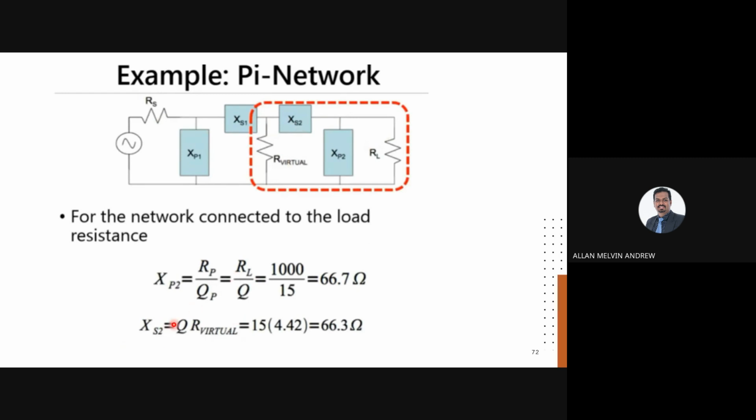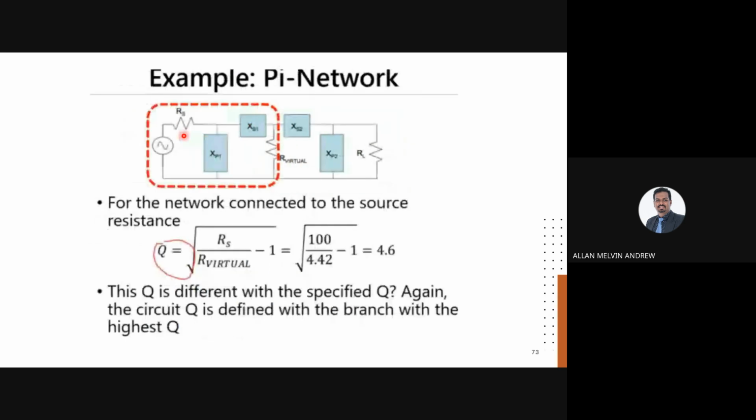Then you find XS2. The formulas are similar to yesterday, so refer to yesterday's slide. You can see this formula: XS2 equals Q times R virtual. Q we know is 15, R virtual we already calculated as 4.42. So XS2 is 66.3 ohm. We already found all these values, even R virtual. Then we move to the front one, the front box.